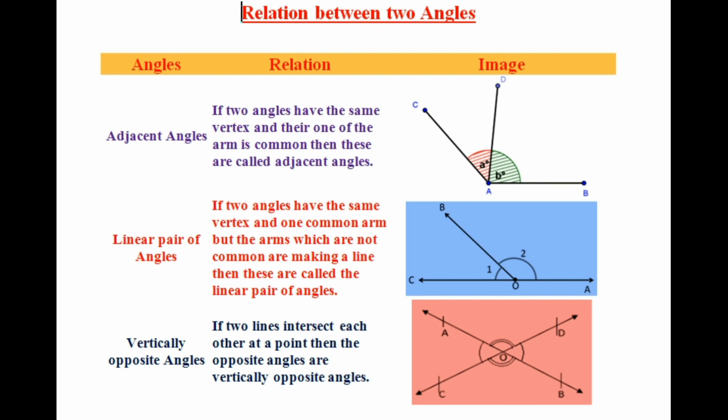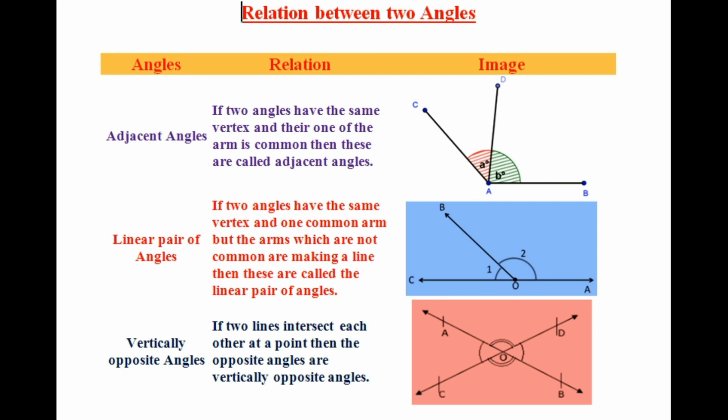It forms two angles. These two angles, 1 and 2, are called a linear pair of angles. Okay, so a linear pair of angles is just like adjacent angles. You get a linear pair when you have a straight line, and in the straight line you have one common arm, so two angles are formed. The two angles 1 and 2 are called a linear pair of angles.